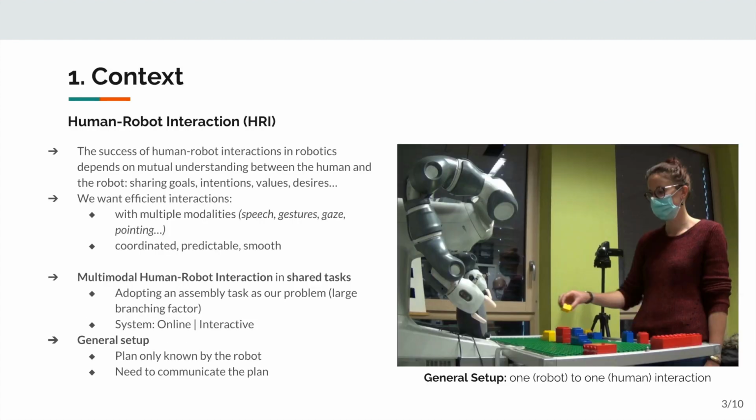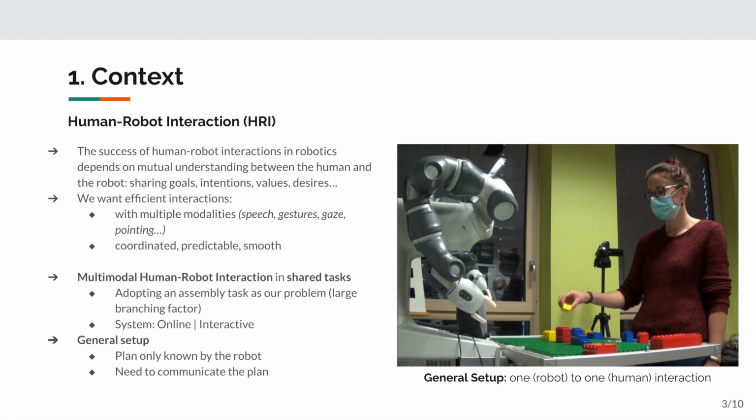The context is HRI, and its success depends on having a good understanding between the human and the robot, so sharing goals, intentions, values, and desires. We'll be using multiple modalities to have a smooth and predictable interaction, so the idea is to have a multimodal human-robot interaction in shared tasks.